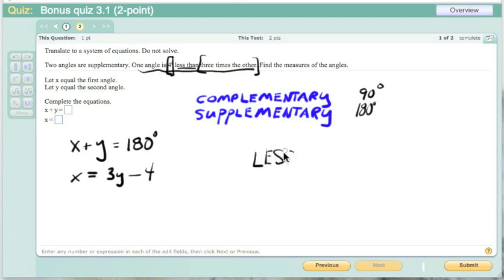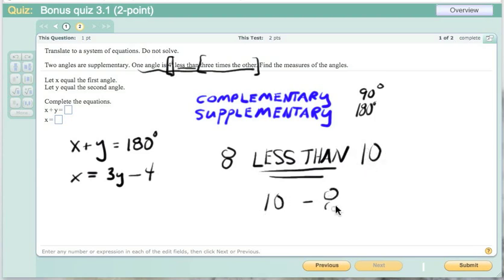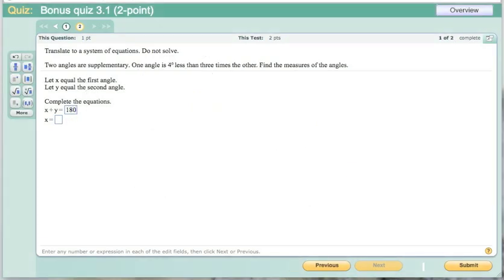We had this in the first chapter, and I actually created a web page because it's very easy to get this mixed up. So 8 less than 10 would look like this. So that's it. 3y minus 4 and 180. Do a submit.